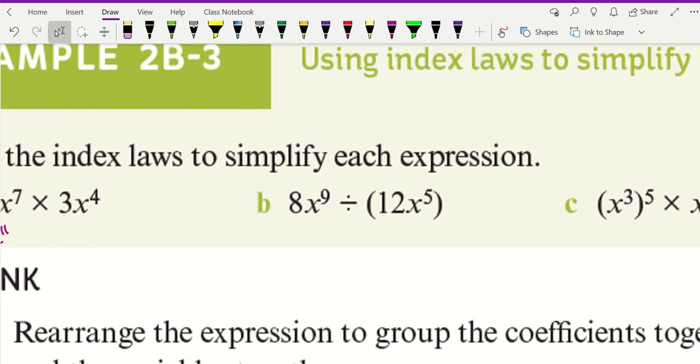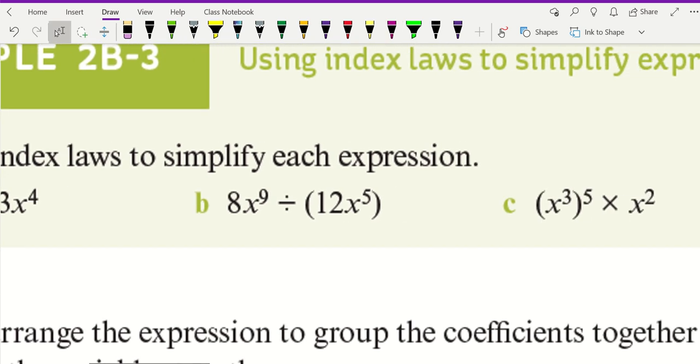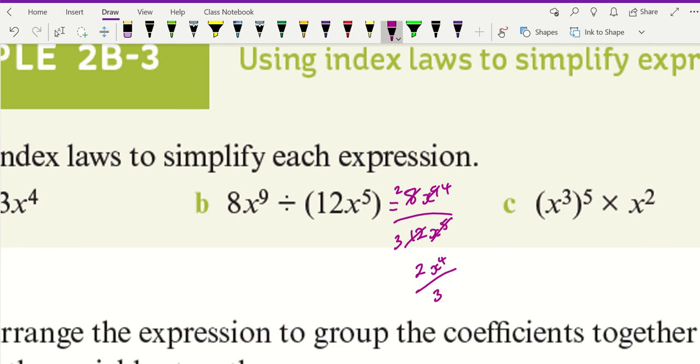Let's have a look at this one. So remember, we set this one up as a fraction before we do this. So we go 8x^9 over 12x^5. So we can simplify through, divide both the top and bottom by 4. So that's going to be 2, that's going to be 3. Now x to the power of 9 divided by x to the power of 5 is going to be x to the power of 4. So I can just go that and cancel that and go like so. So I can go 2x to the power of 4 over 3.